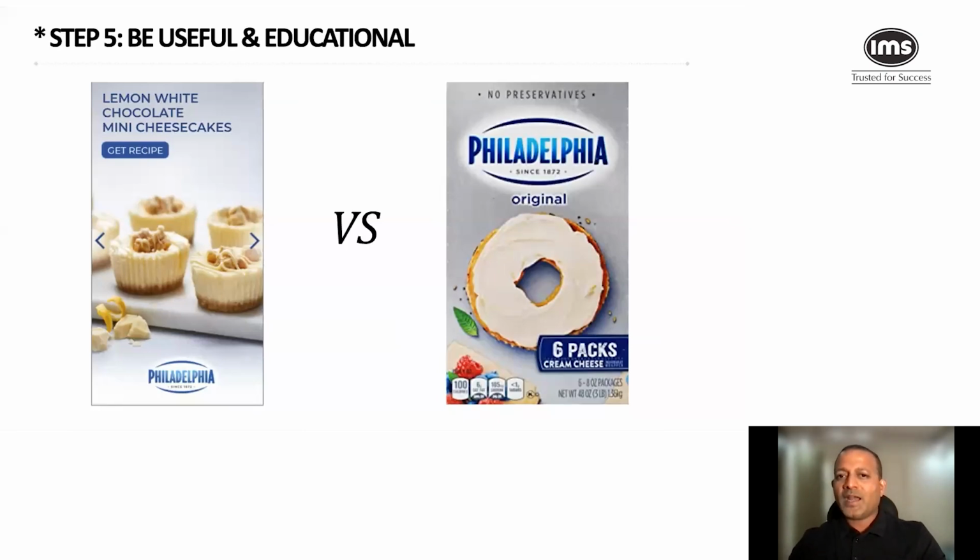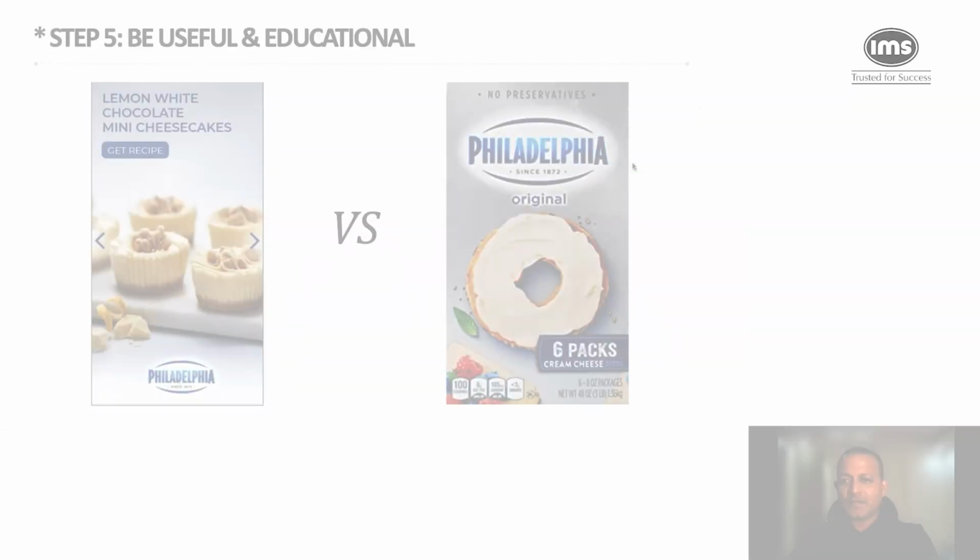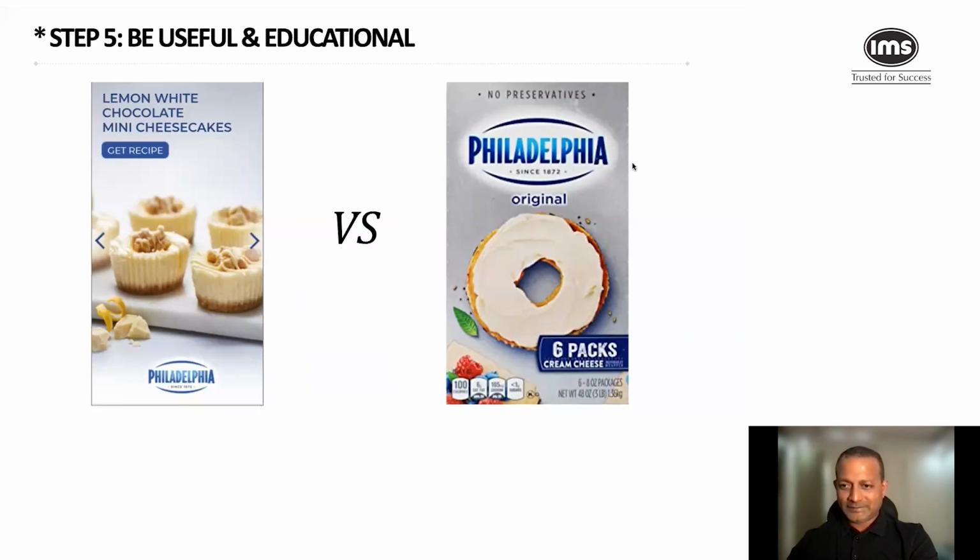I'm showing you 2 different ads for Philadelphia cream cheese, right? How many of you will click on the one on the left and how many of you will click on the one on the right? Fair enough. Obviously, a majority are thinking of the right. Why do you want to click on the right and why are the ones who are clicking on the left? More info provided, yes. More appealing, more informative, right?